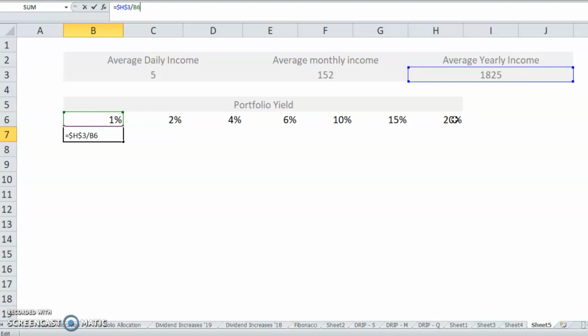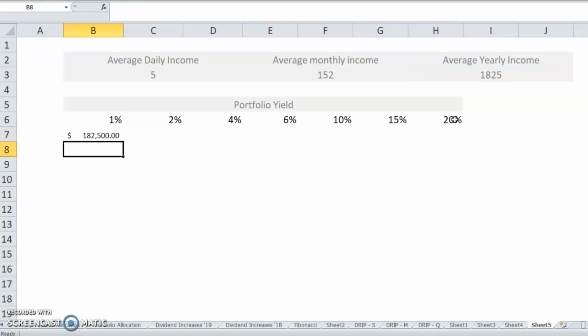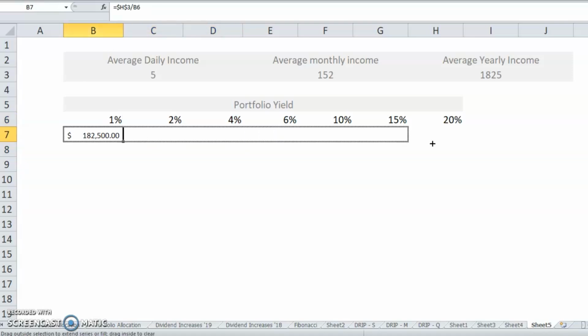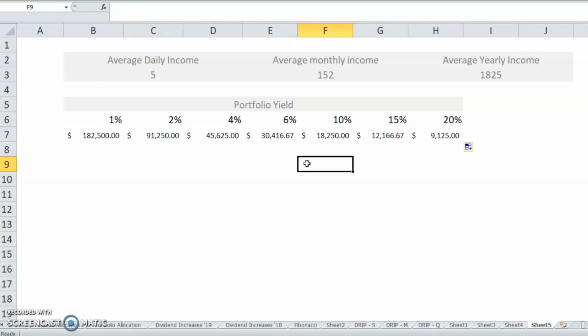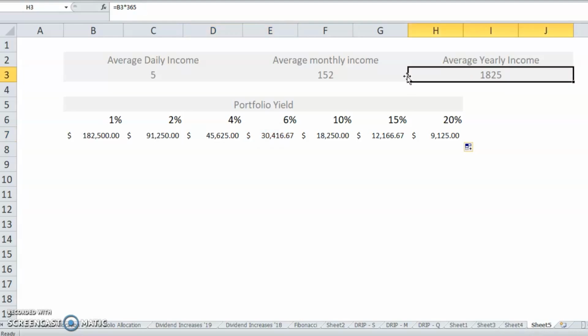These percentage yields are annual percentage yields, so if you have a company that yields 2 or 4%, that's what you'd be looking at in these columns here. So I just did this so that you can click and drag this over here, and you can see with relative ease how quickly, depending on what kind of percentage you have for your portfolio yield, how much capital you need. So if your portfolio yields anywhere between 4 to 6%, you need $45,000 to $30,000 to be able to get this $1,800 a year.